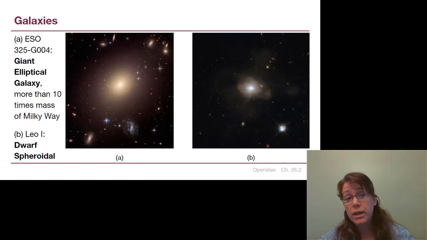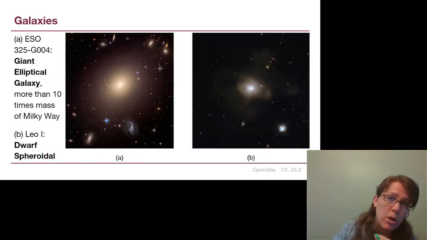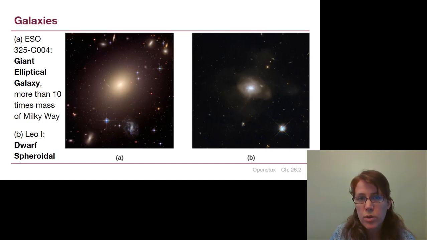You can have really big elliptical galaxies. You can have really small elliptical galaxies. And in all of those cases, they're just kind of blobs of stars. The giant elliptical galaxy on the left has more than 10 times the mass of the Milky Way. And on the right, we have one of these dwarf galaxies, these smaller galaxies, that is part of the Local Group, the area around our own galaxy.